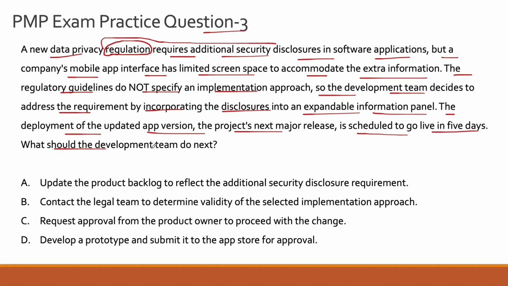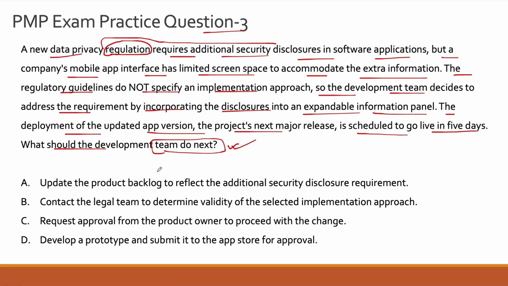What should the development team do next? Okay, very important that it is asking what should the development team do after they have identified a way to incorporate that regulation into the product, which is by incorporating the disclosures into an expandable information panel. So it is very critical for you to understand that the question is asking that after the development team has identified a way out, what should the team do next?